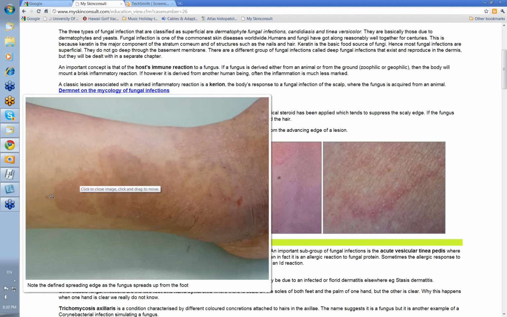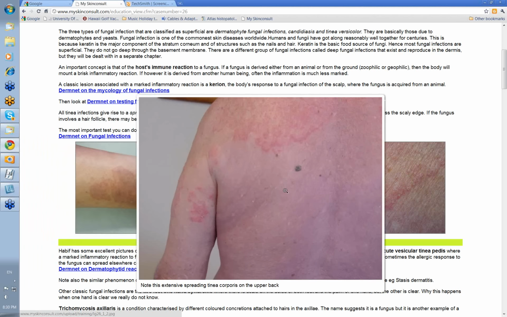Hyphae are the growing structures of a dermatophyte fungus, and they're visible under KOH microscopy when you look at the fungal scrapings. You can see this is all involved in the dorsum of the foot here and this spreading edge. It's a classic fungal infection, a dermatophyte infection. Here's another one. It's on the back.